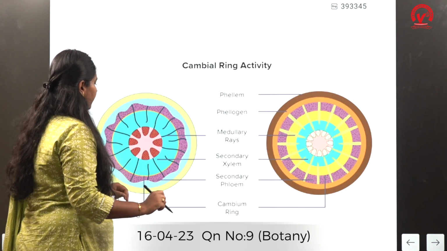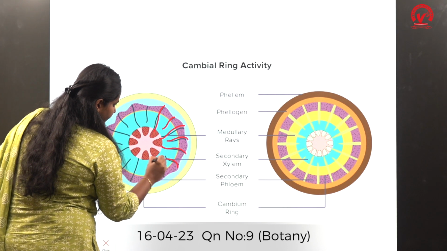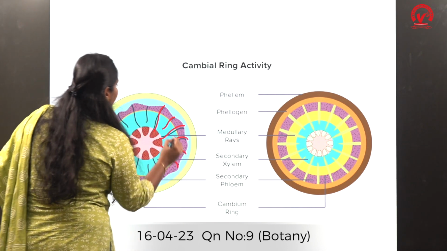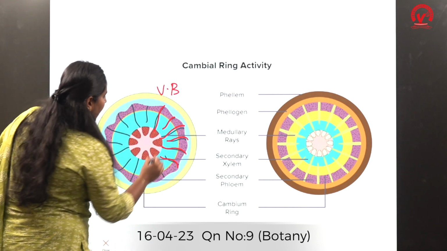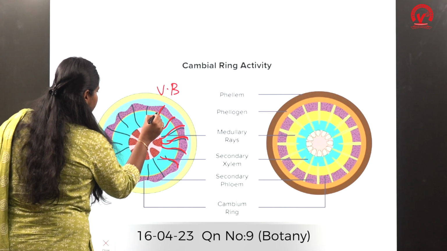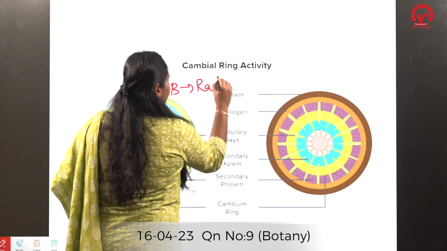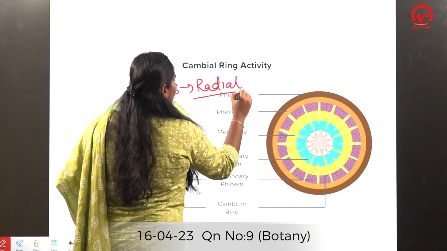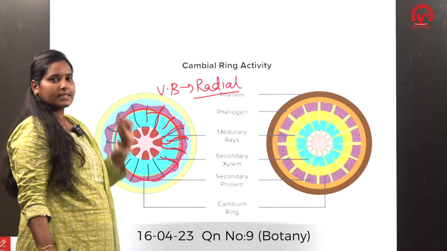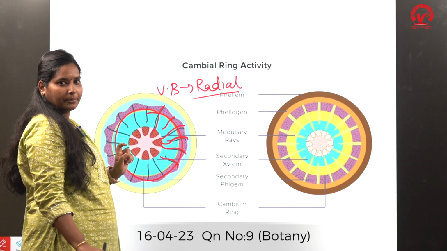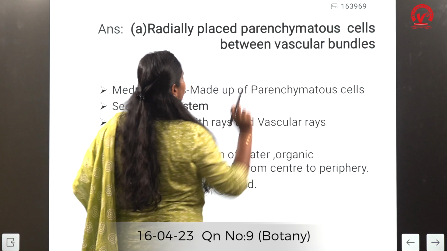So in this diagram we see these are the medullary rays that are present between the vascular bundles, and these medullary rays are arranged around the radius, so it is a radial form. So it is arranged radially in between the vascular bundles that separates the xylem and phloem. So the answer is radially placed parenchymatous cells between the vascular bundles.